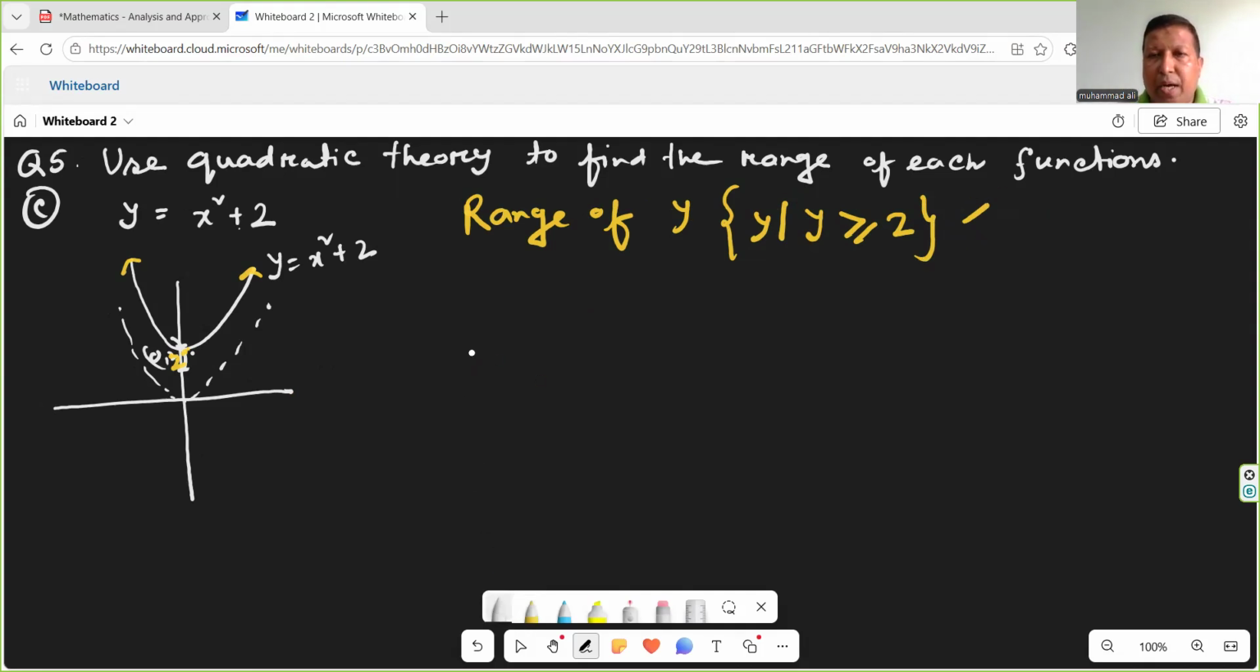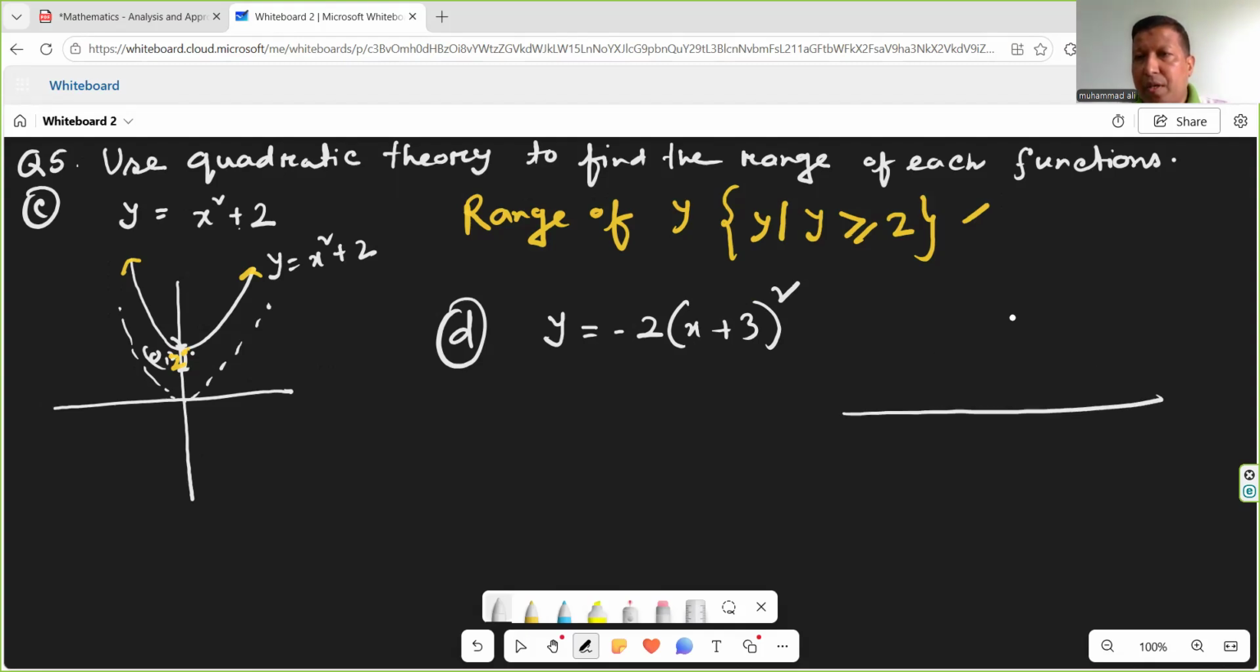Now question number D. y equals minus 2 times x plus 3, whole squared. If we sketch this curve, it passes through minus 3, 0. X plus 3 is a horizontal translation of minus 3, so it passes through minus 3. This is definitely cap shaped.